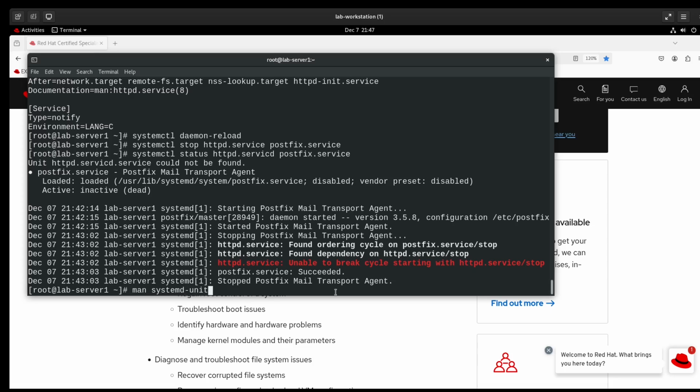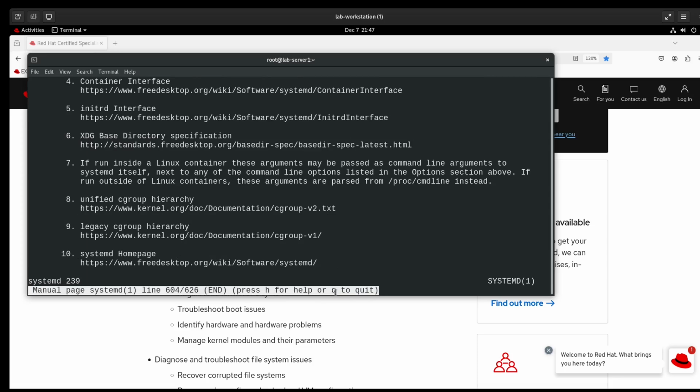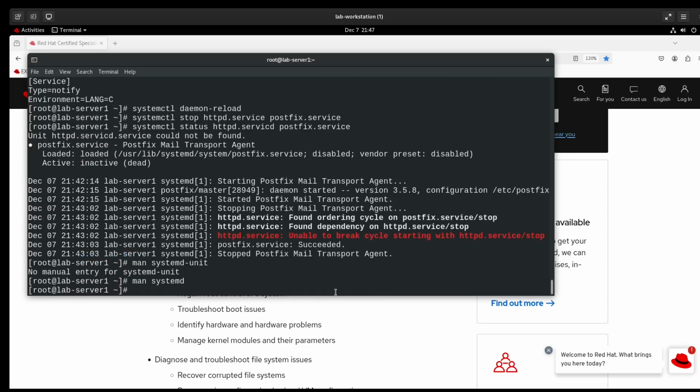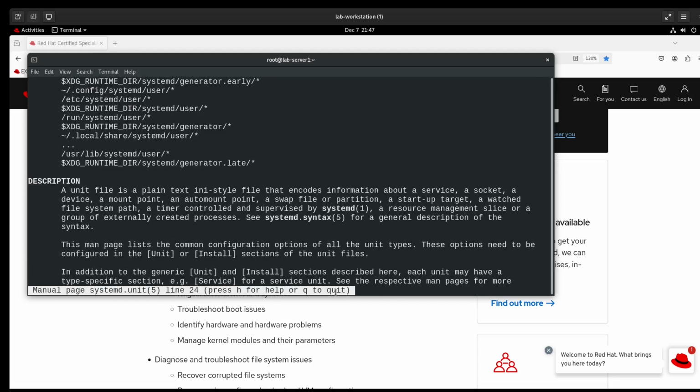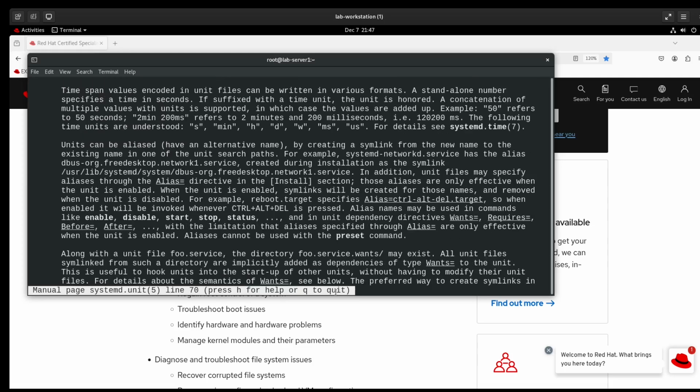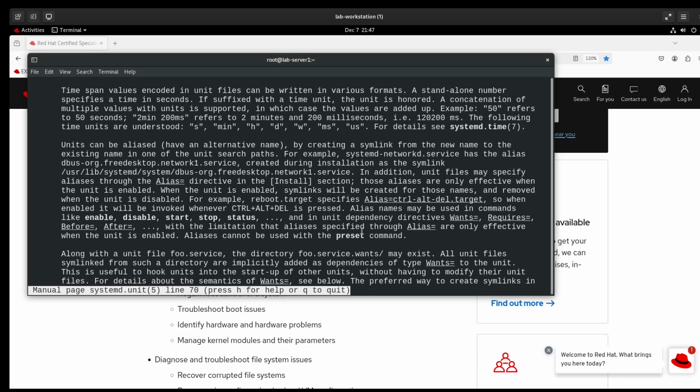I think it's systemd unit. Nope. Well, it's the man page just for the unit files. Systemd.unit is what I want. So man systemd.unit. Should take me right to man 5, and yeah, it did. All right, so in the systemd.unit, this is where you can get your description of some of the dependency directives.